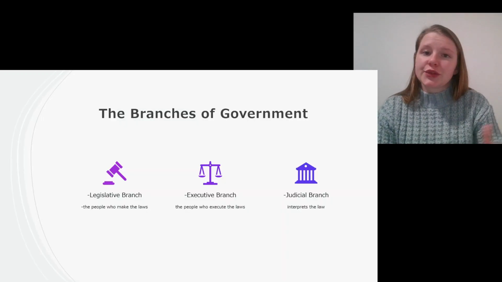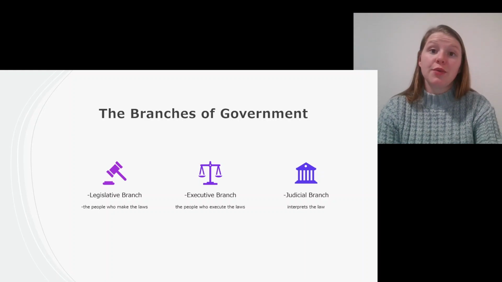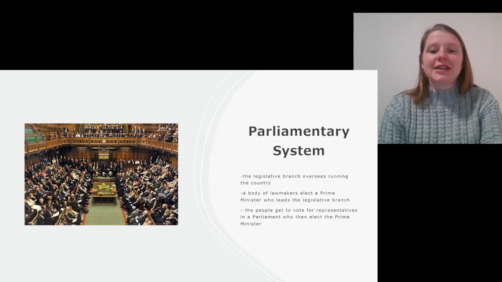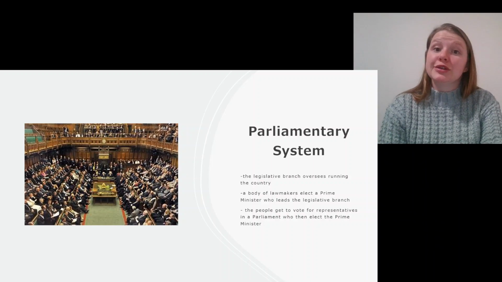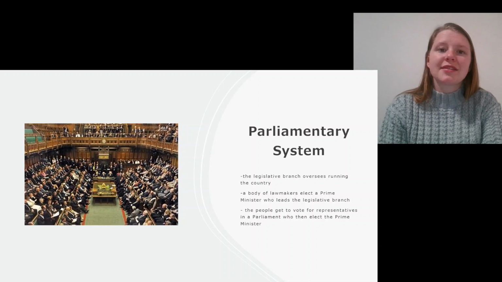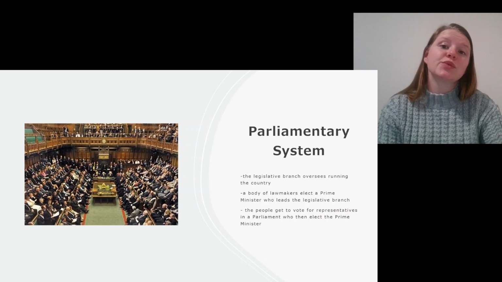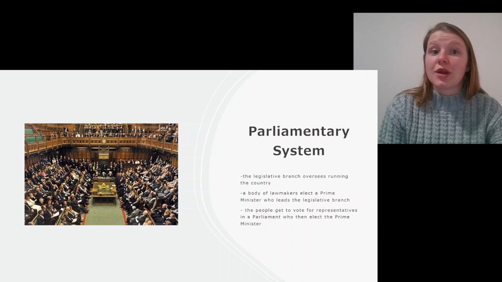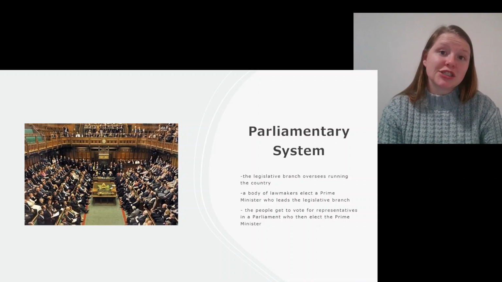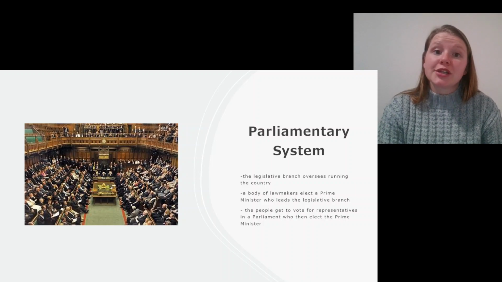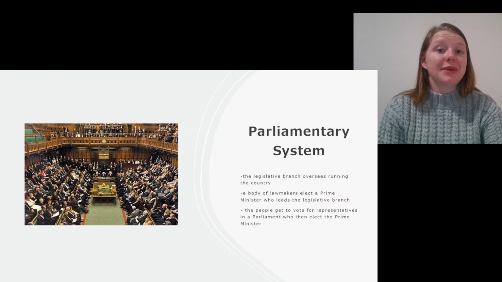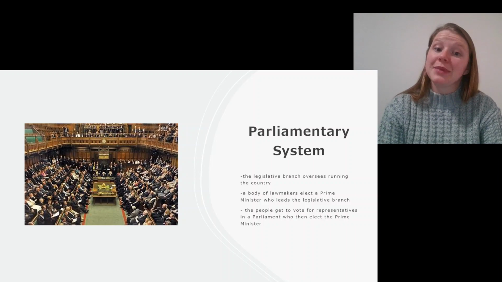And then these are the three branches, which you guys will need to know. It will be on the test and I'm sure you all know. So, parliamentary system. A monarchy uses this type of system, which is how they rule. And within this, the legislative branch oversees running the country. Great Britain is run by this kind of system, and within it, the body of lawmakers elect a prime minister who leads the legislative branch, but they don't get to select their leader. They vote for a representative in parliament who then elect the prime minister.